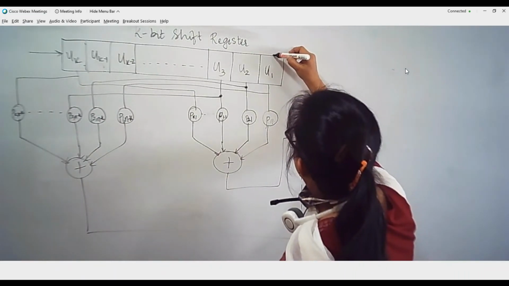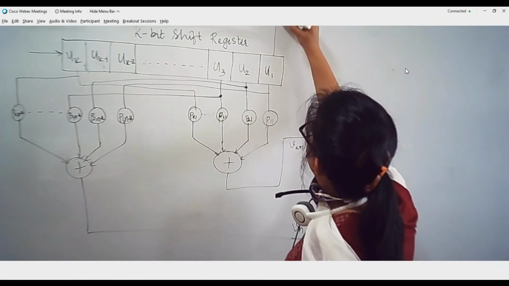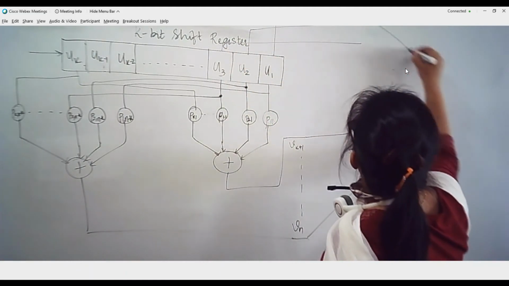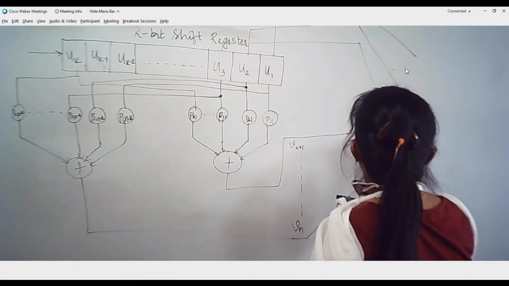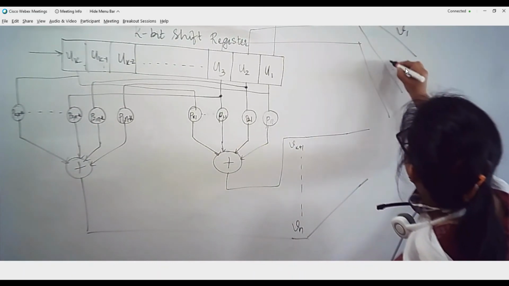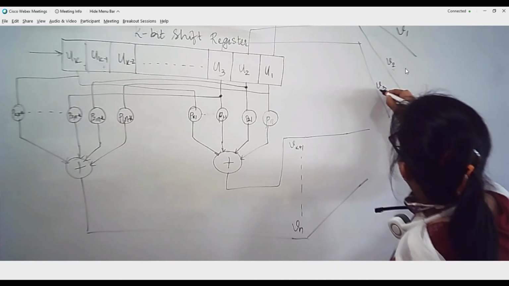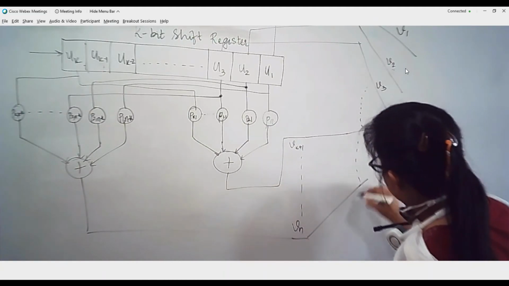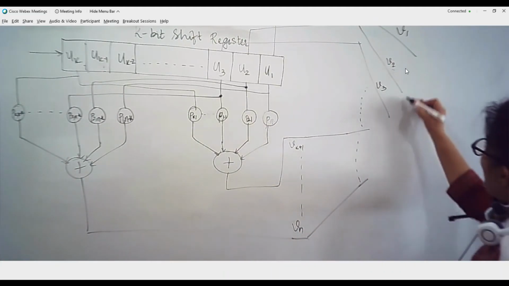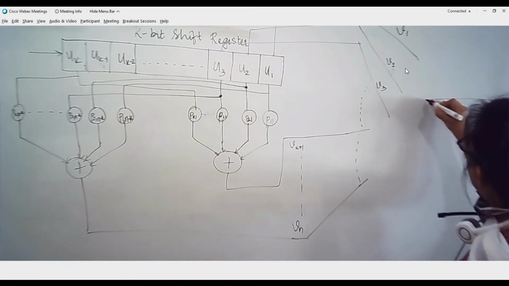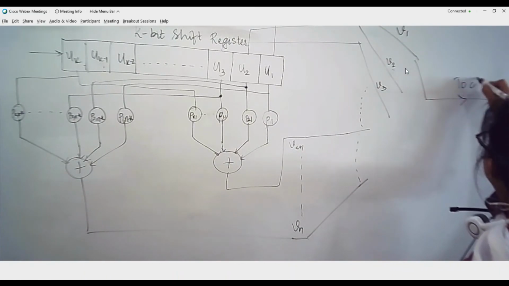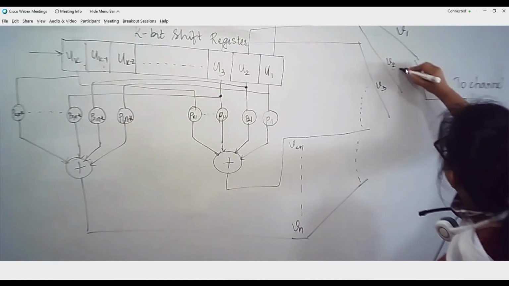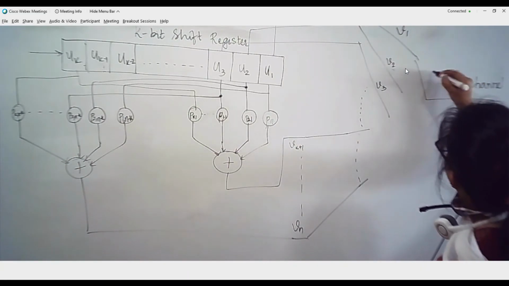According to the code word, V1 will be U1, V2 will be U2, V3 will be U3. Here we will have V1, here we get V2, V3, and so on, and here we are going to get V(k+1), and this will extend similarly to Vn, and this will be sent out to the channel. This arrangement we call a commutator.